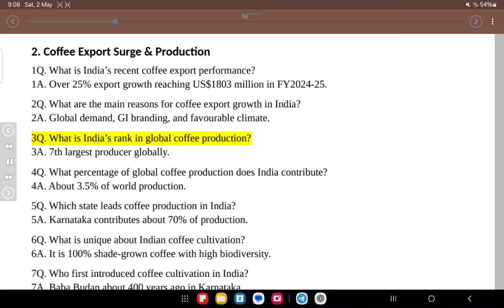3Q. What is India's rank in global coffee production? 3A. 7th largest producer globally. 4Q. What percentage of global coffee production does India contribute? 4A. About 3.5% of world production. 5Q. Which state leads coffee production in India? 5A. Karnataka contributes about 70% of production.